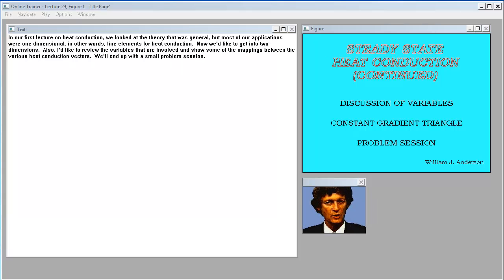In our first lecture on heat conduction, we looked at the theory that was general, but most of our applications were one-dimensional. In other words, line elements for heat conduction. Now we'd like to get into 2 dimensions. Also, I'd like to review the variables that are involved and show some of the mappings between the various heat conduction vectors. We'll end up with a small problem session.